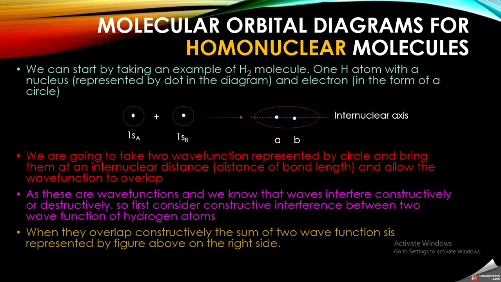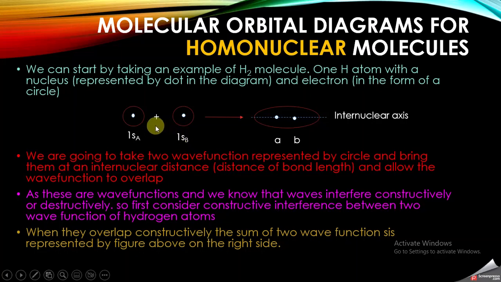So let's start again with a simple example of the hydrogen molecule. Let's consider that we have two hydrogen atoms. This one hydrogen atom is represented by 1sA, and this dot represents the nucleus of the atom, and this circle represents the orbital, or you can say the wave function of the hydrogen atom. There is another hydrogen atom where this dot represents the nucleus, and this circle represents the wave function of the second atom, 1sB. This is the wave function 1s for atom B.